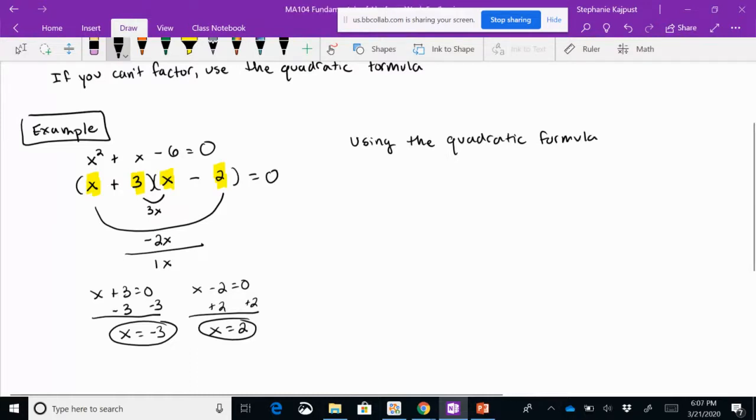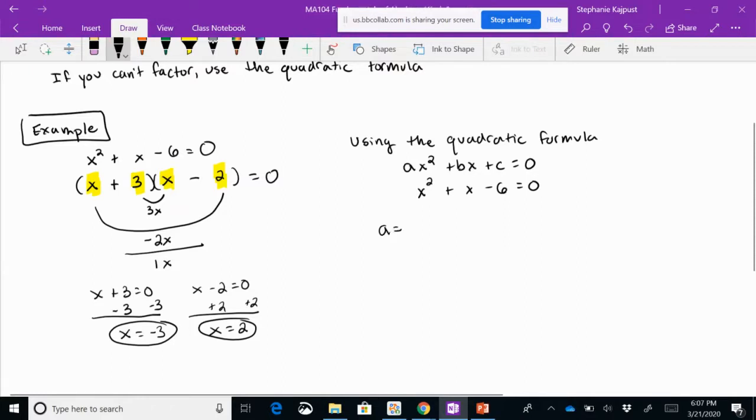So with the quadratic formula, we have to identify a, b, and c. So we have ax squared plus bx plus c equals 0, and we're comparing our actual quadratic, which is x squared plus x minus 6 equals 0.